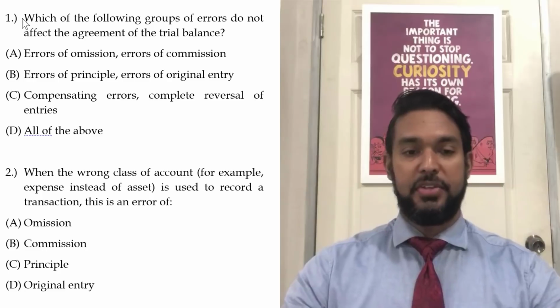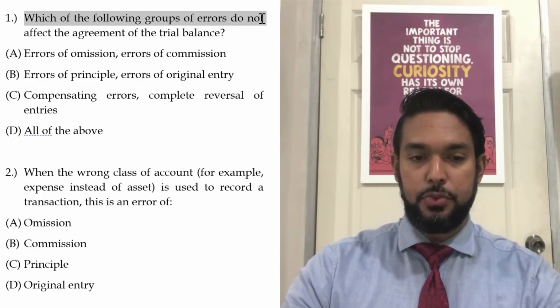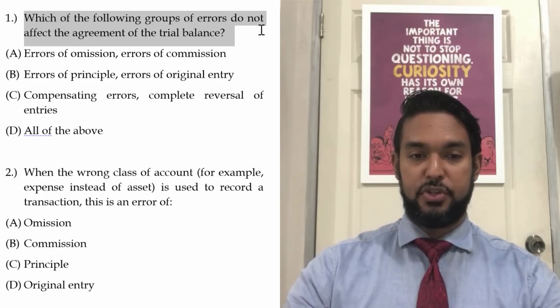So without further ado guys, I have about 30 questions to get through, so let's get into it now. Okay, so let's take a read of question 1. Which of the following groups of errors do not affect the agreement of the trial balance?